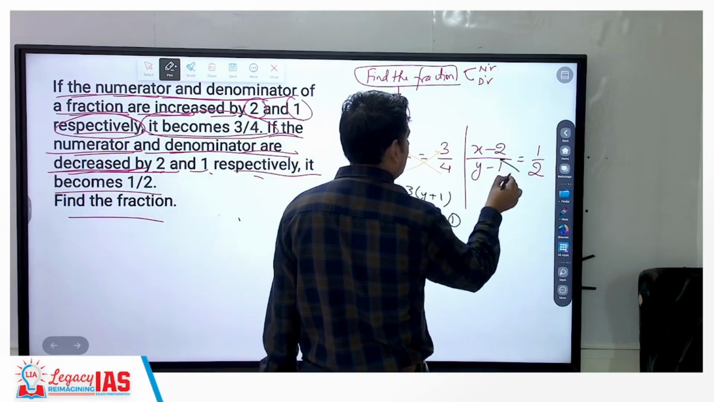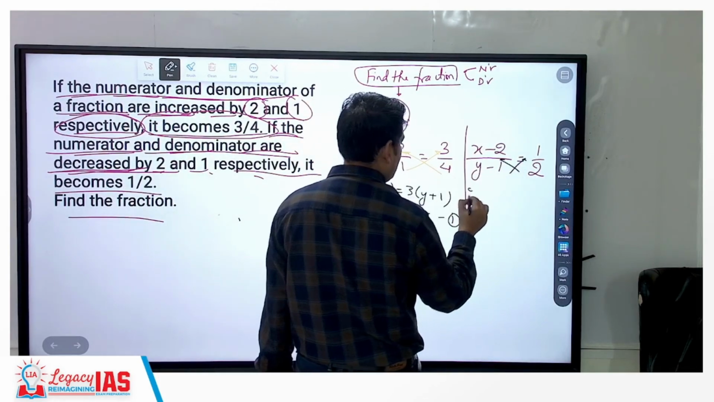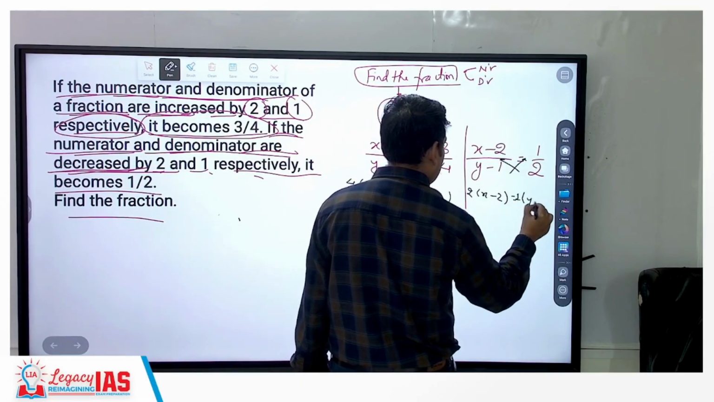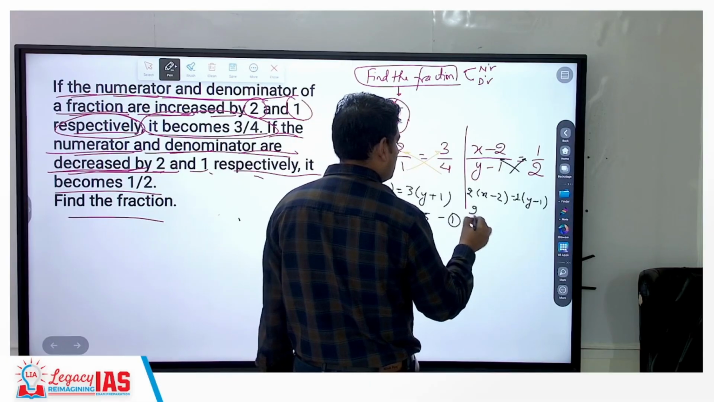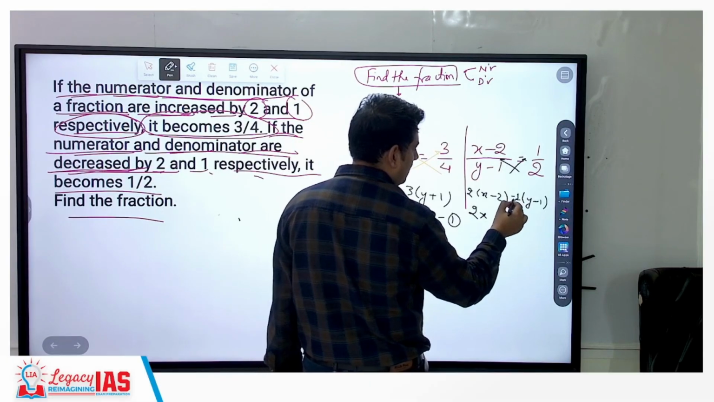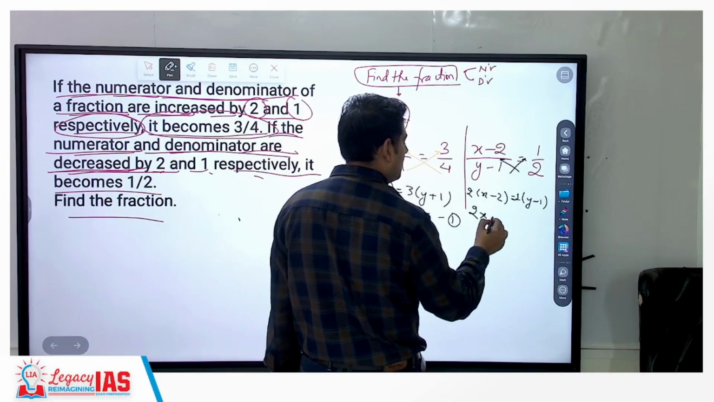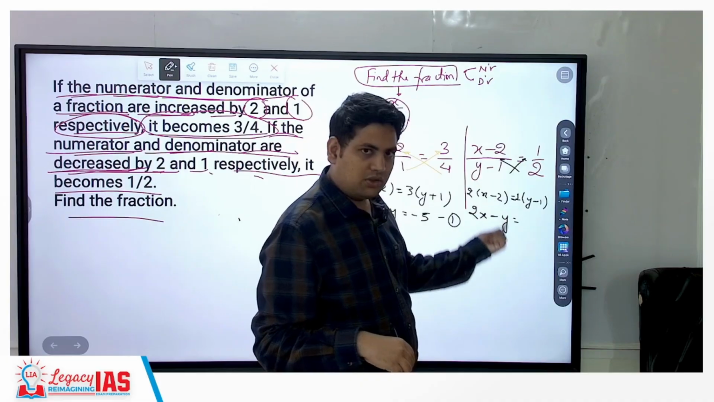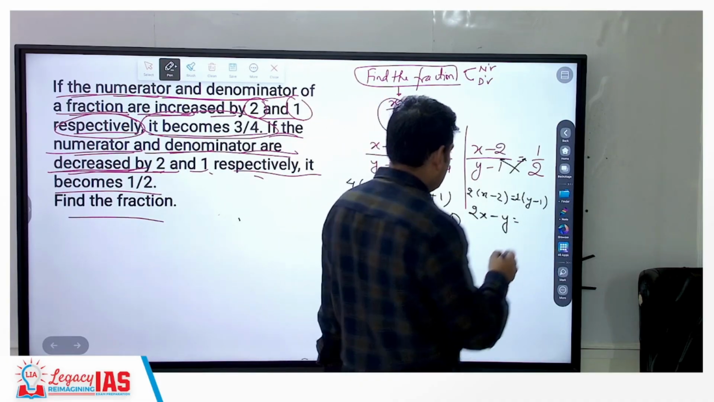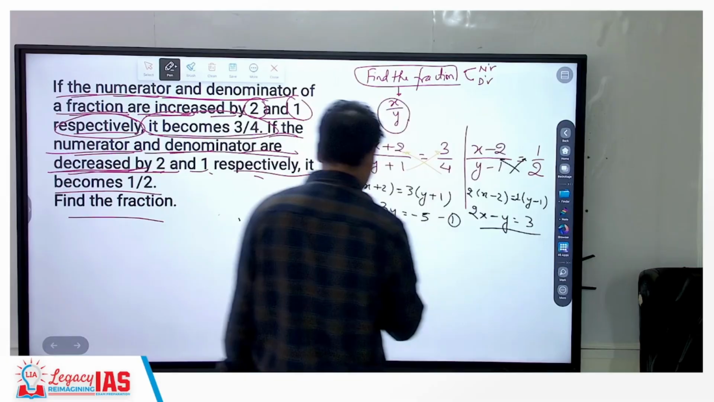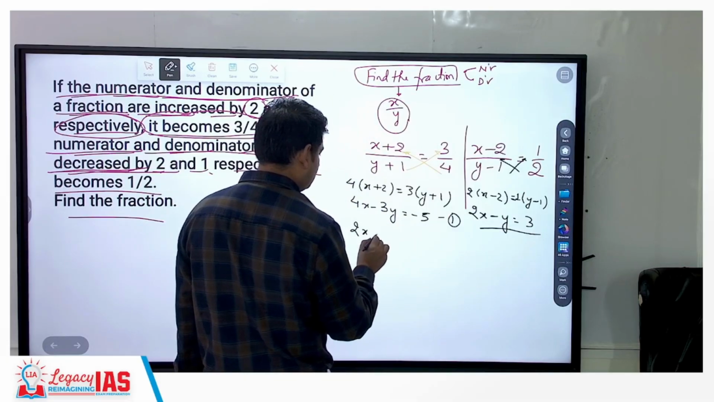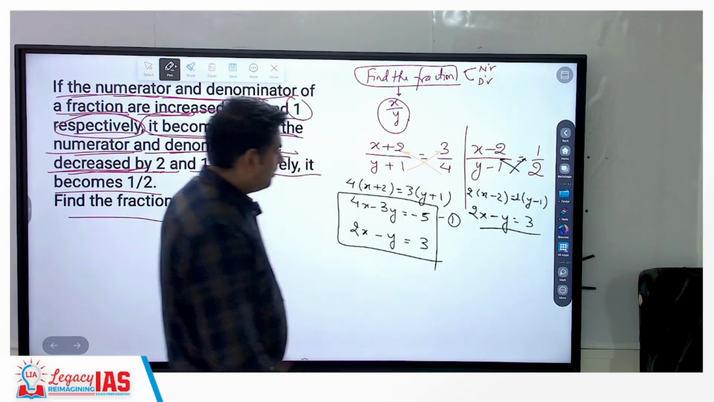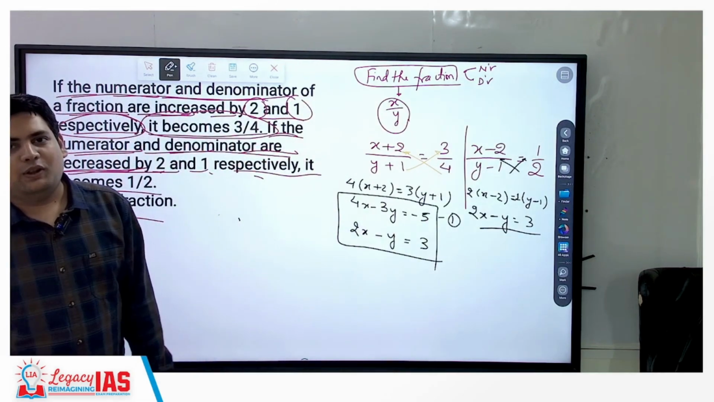Similarly, you make an equation here also. So let's make here 2 into x minus 2 is equal to 1 into y minus 1. What do you get? 2x, and this is equal to 1 into y, which is y. So 2x minus y is equal to what? This becomes minus 4. You send it there, 4 minus 1, this becomes 3. So its second equation becomes 2x minus y is equal to 3. These are the two equations. This you can easily solve.